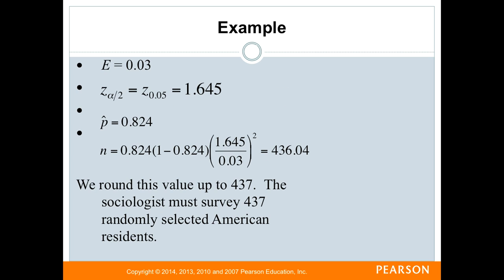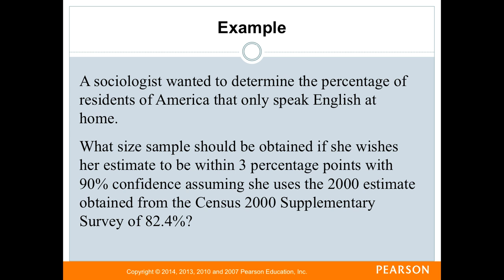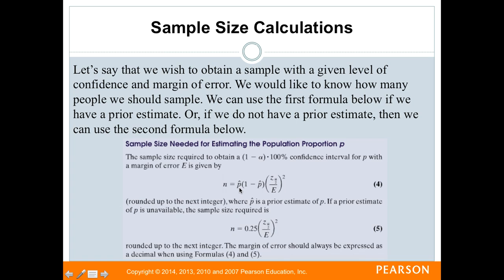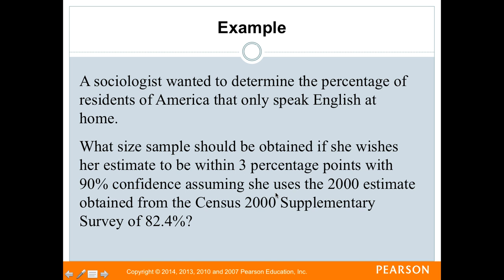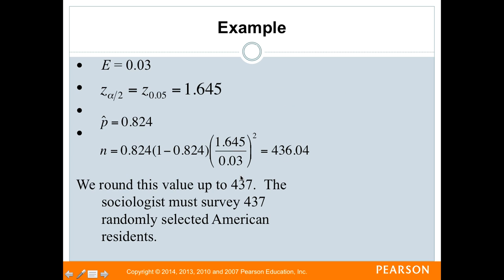So it's important to outline all of the information that you need here. If you take a look back at our formula, since we're using a prior estimate, we need our p hat, which is our prior estimate. We need z alpha over 2, which is our critical value, and we need E, which is our margin of error. She wants the estimate to be within 3 percentage points, so that means that the margin of error, our E, is 0.03.